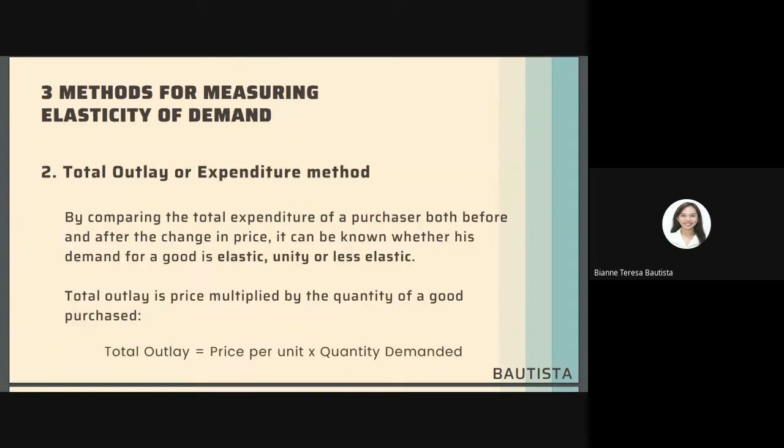Next slide. The second method is the total outlay method, also known as the expenditure method of measuring the price elasticity of demand. According to this method, the price elasticity of demand can be measured by comparing the total expenditure of a purchaser both before and after the change in price. While comparing the expenditure, we may get one of three outcomes: whether the purchaser's demand for a good is elastic, unitary, or inelastic. So the formula to get the total outlay is the price per unit multiplied by the quantity of a good purchased or demanded. Next slide.